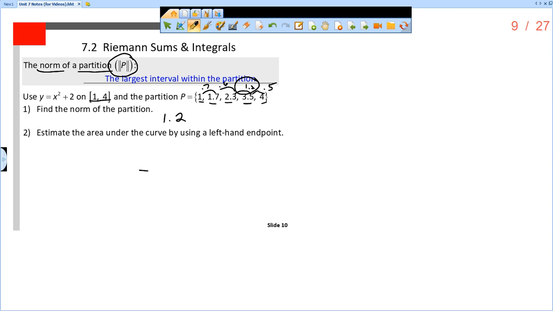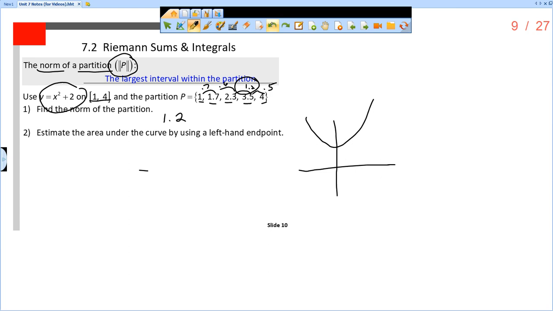Now, the next thing we're going to do is use this partition to provide an estimate of the area under the curve. So now we have this curve x squared plus 2, and we have this graph that looks like this, and we are trying to estimate the area under the curve from 1 to 4, right? So now we're going to take the partition given here, 1 to 1.7. Now I'm going to zoom in on that a little bit.